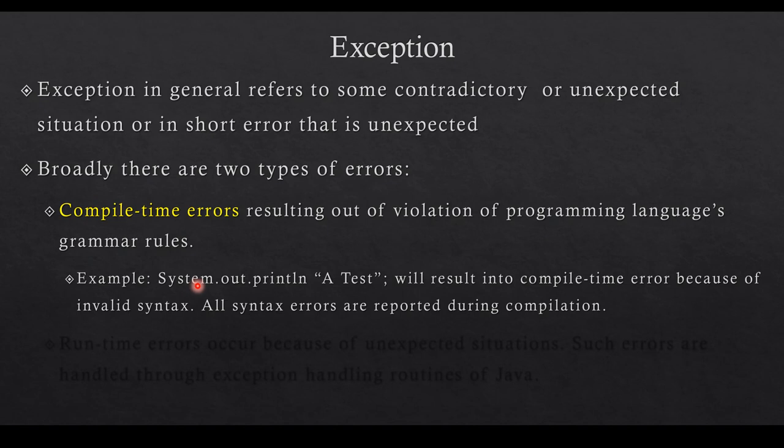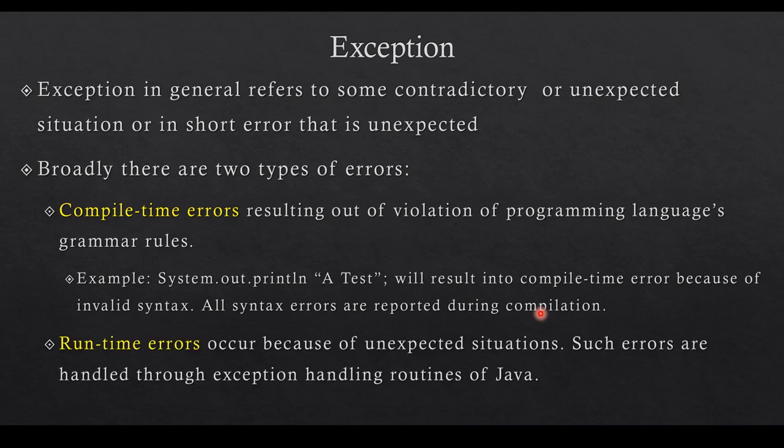For example, you can see System.out.println a test semicolon. This will result in a compile time error because of invalid syntax. You can notice one thing: you don't have parentheses here for this statement. So, the open and close parentheses are missing. So, it is an invalid syntax, and you call it a compile time error. All syntax errors are reported during compilation. Whether it is a semicolon missing or a comma missing, the syntax errors you are going to get will be under compilation. While you compile the program, it will detect the errors and display them.